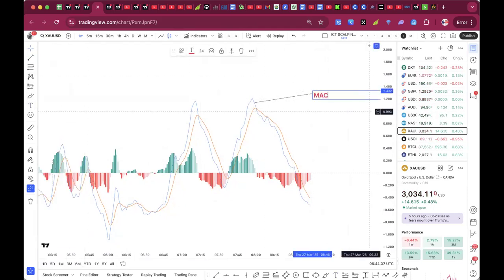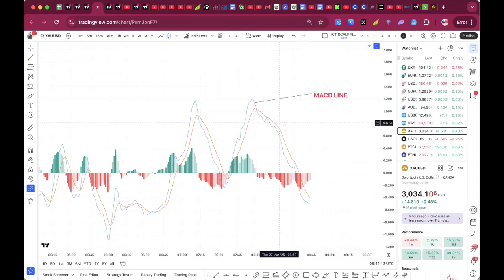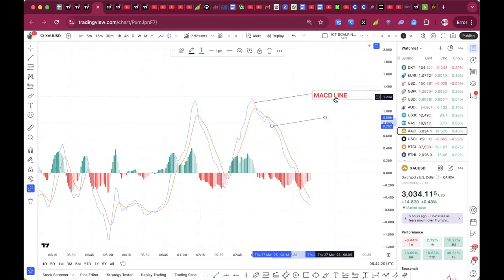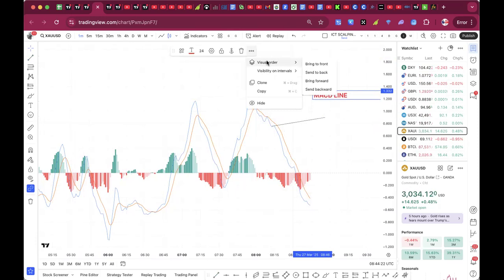So that is the MACD line. Then you have another one here, this blue one, right?